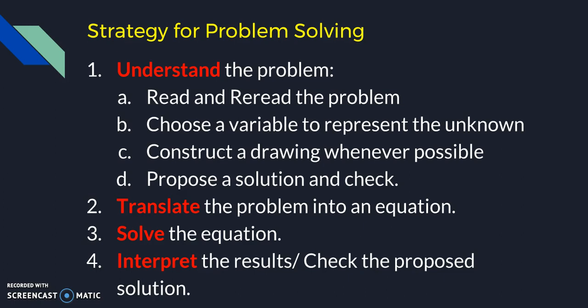Number 2, choose the variables that represent your unknown number. So once you know what you're trying to find, you have to pick a variable. It doesn't matter which letter you pick. It can be X, it can be Y, I don't care, it can be a V for all it matters, as long as you have something that represents an unknown number.